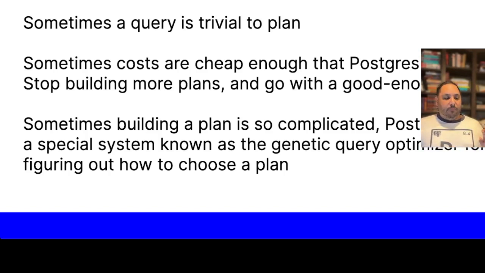But I would say sometimes a plan actually can be so complicated on the other end of the spectrum. Postgres has a special system known as the genetic query optimizer, and again, there's info on this in the docs, to figure out how to choose a plan when it's that complicated. And this is when you start getting up above probably 8 or more tables, that type of thing, multiple indexes involved, and all that stuff. Then it may flip over to this even more out there way of doing this plan estimation.